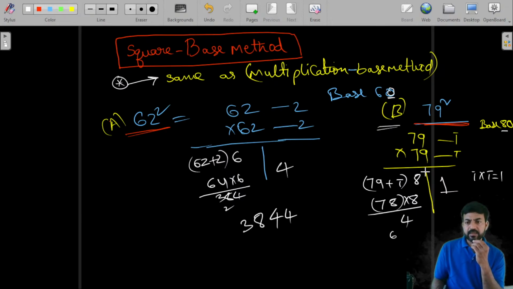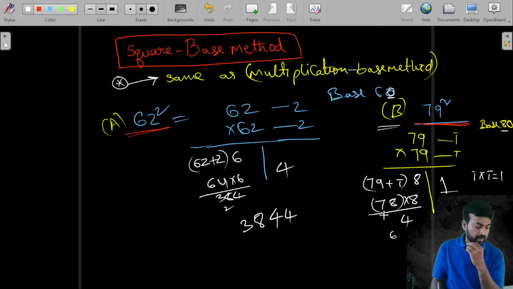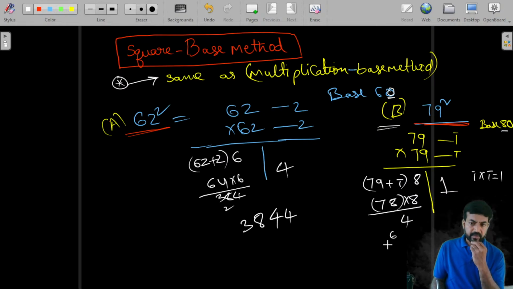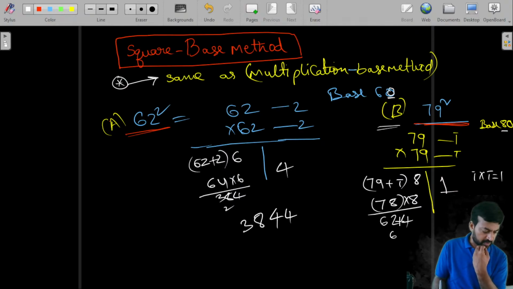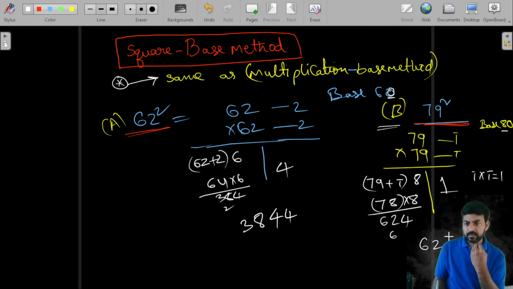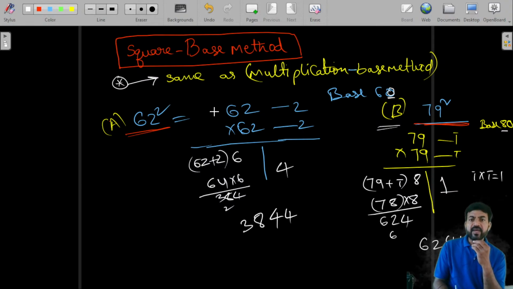So like that. So 78 into 8: 8 8s are 64, 4 here, 6 carry over, 8 7s are 56, 56 plus 6 is 62. 6241 is the answer. This part is like this. You can do squares in the base method also.